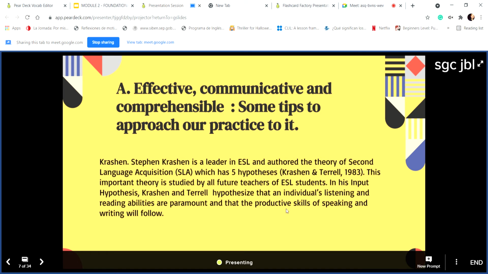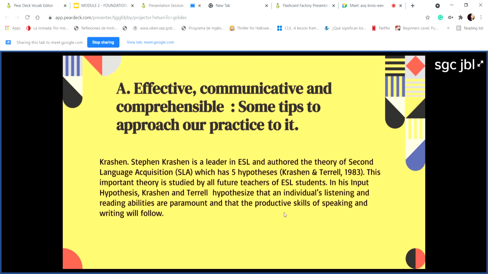Krashen is a leader in ESL and the author of the theory of second language acquisition, which has 5 hypotheses. This important theory is studied by all future teachers of ESL students. So, if before this course you have never heard of the theory of language acquisition by Stephen Krashen, it is time for you to Google it, research it, download the research about Stephen Krashen, and take your time, because you are going to find during that journey very valuable information about your practice.